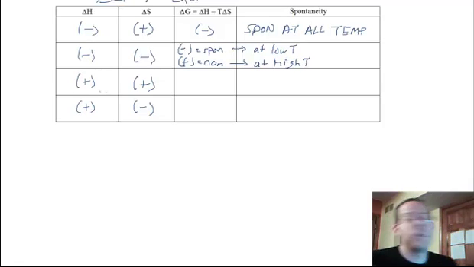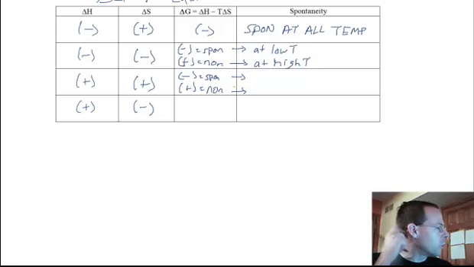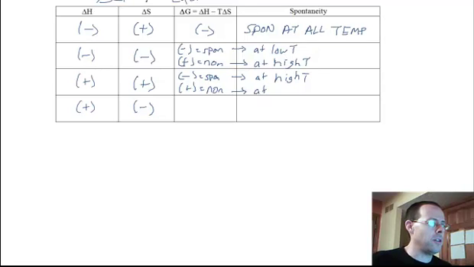Alright, if we have two positive values, so delta H is positive as well as delta S being positive, we can have both a negative delta G and a positive delta G. So our negative delta G is going to be a spontaneous reaction, while our positive is going to be a non-spontaneous reaction again. And now, when is it going to be spontaneous? It's going to be spontaneous at high temperatures, because we need our negative T delta S to be a larger value than our delta H. And then when will it be non-spontaneous? At low temperatures.